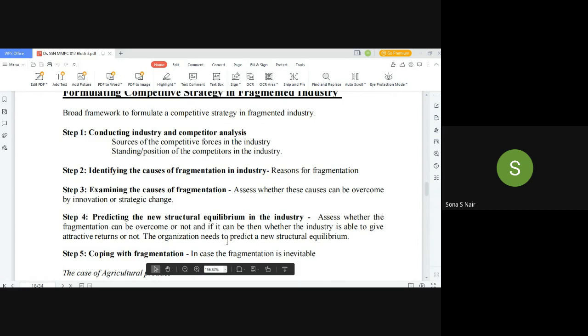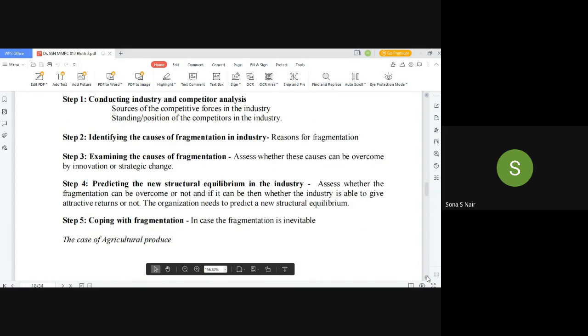Okay, predicting the new structural equilibrium in the industry, assessing whether the fragmentation can be overcome or not, and if it can be, then whether the industry is able to give attractive returns or not. If the fragmentation is handled to some extent, and if there are any attractive returns, only then the firm which is there in this market would be in a position to grow. Otherwise, there is no sense in remaining in the fragmented industry, if it's a big firm we're talking of.